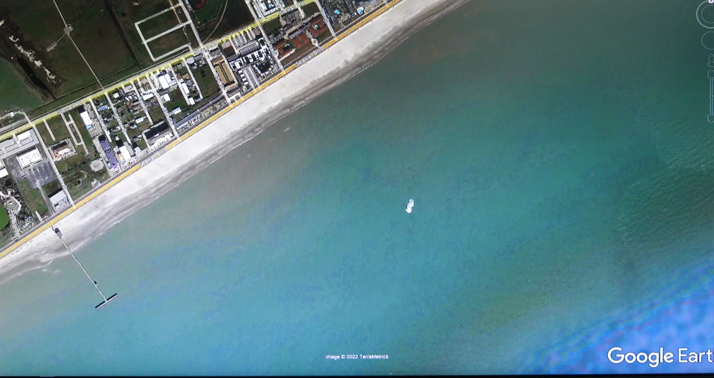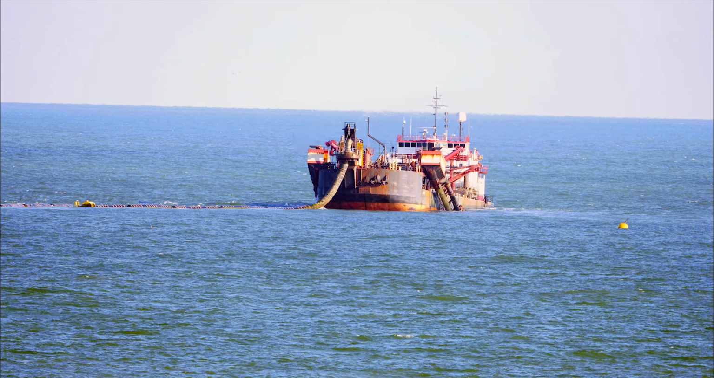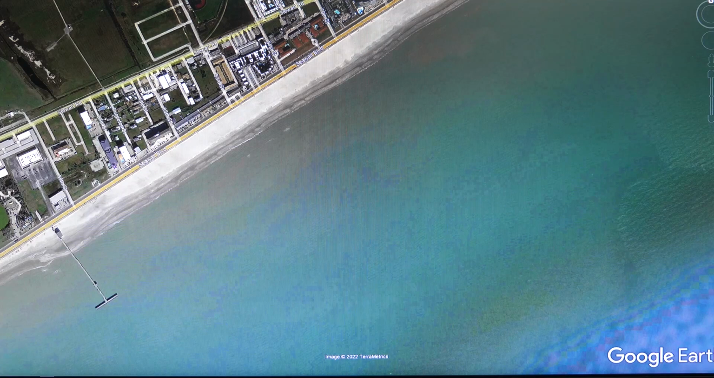This is the area where the ship parks to deliver sand to the beach. This is a view of the ship. It is obvious the ship is sitting low in the water as it is heavy with sand. You can also see the pipe extending to the left that leads to the shore where the sand is pumped to.